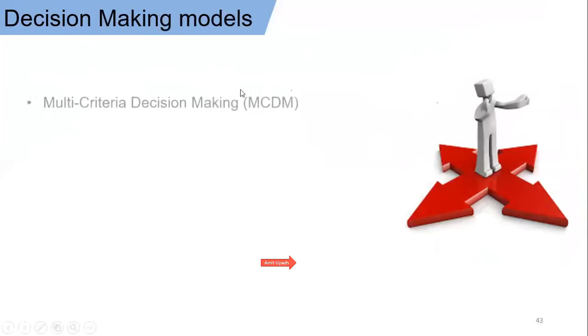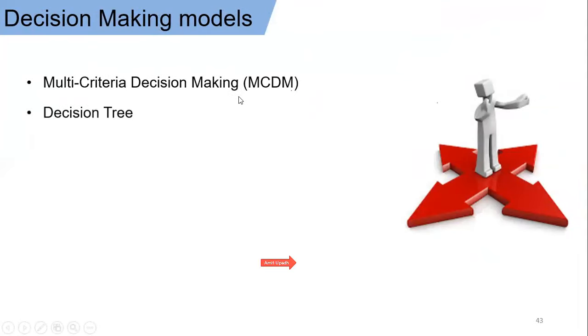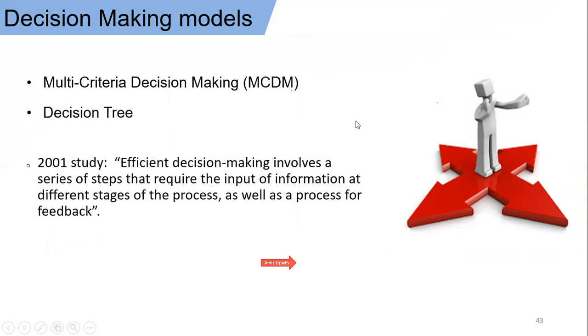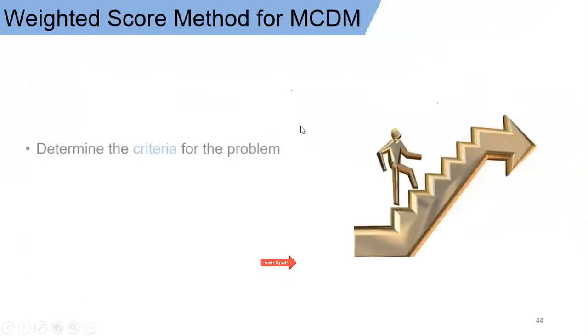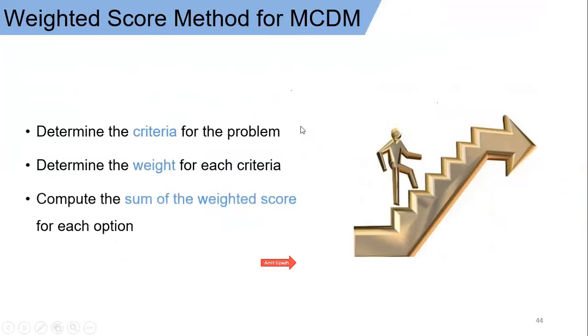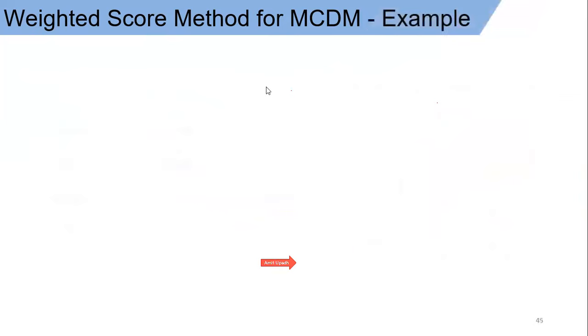And now let's talk about decision making. We don't have to cover all of this. Some of this is reading material for you, but I'm going to talk about multiple criteria decision making, MCDM, right? The way MCDM works is you have to determine the criteria for solving a particular problem, a weightage for each of the criteria, and then a sum of the weighted score for each of the options. So let's actually do this.